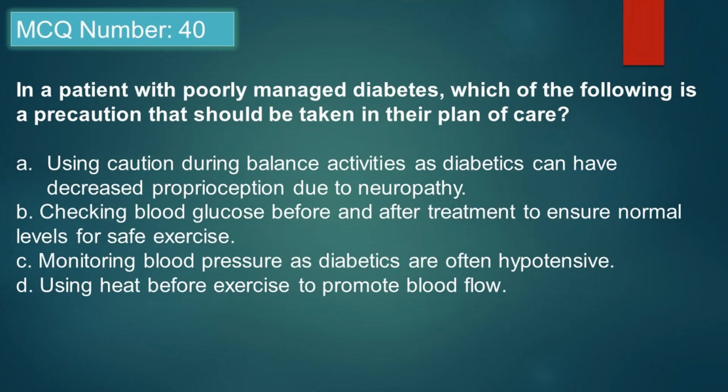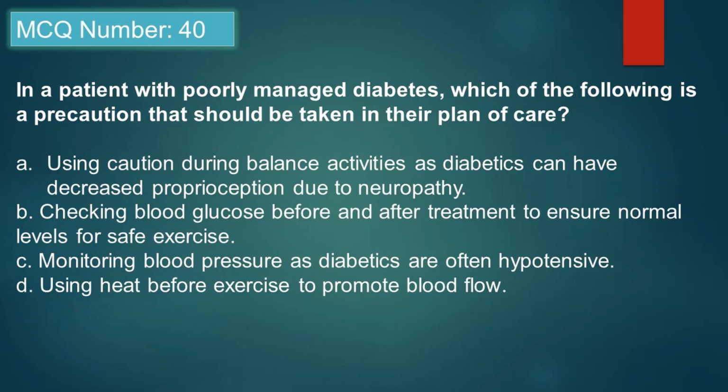In a patient with poorly managed diabetes, which of the following is a precaution that should be taken in the plan of care? Option A, using guarding during balance activities as diabetics can have decreased proprioception due to neuropathy. Option B, checking the blood glucose level before and after the treatment to ensure a normal level for safe exercise. Option C, monitoring the blood pressure as diabetics are often hypotensive. And option D, using heat before the exercise to promote blood flow.